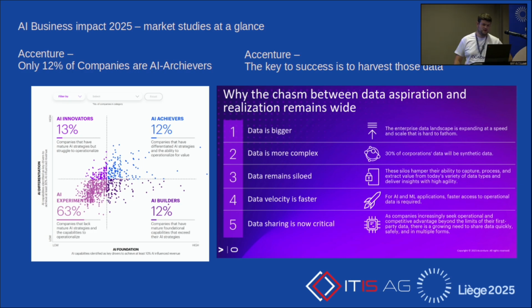So we have that 12% of AI achievers and that 12% of AI builders who really are using it in business solutions. And on the other hand, the key, like I said, is the data, that we get that data.